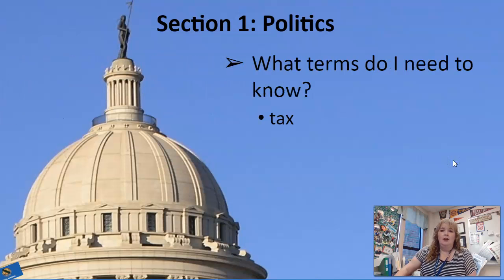Terms that we need to know: taxes are something that we all have to pay in order to pay for things like roads and hospitals and schools. Any kind of public infrastructure is paid for with our taxes. Taxes are important to pay, and in Oklahoma we will see one of the first income taxes in the nation. It is not until almost a decade later that the United States will pass a federal income tax law.